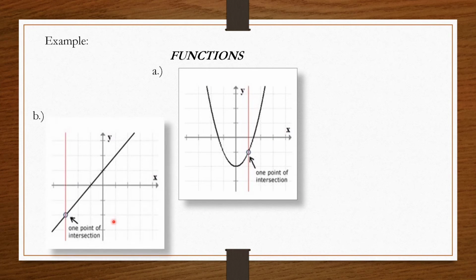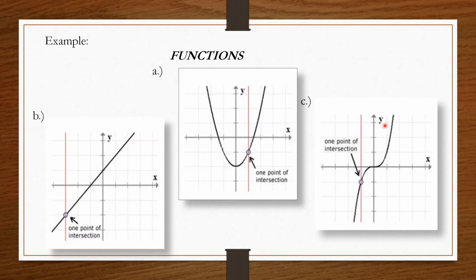In our next example, we have a slanting line, and our vertical line is here, and since there's only one point of intersection, then it's a function, even if you put it here in the middle or here. In our next example, we have this type of line, and our vertical line is in here. Since there's only one point of intersection, it is a function. Even if you put it here or here, there's still one point of intersection.